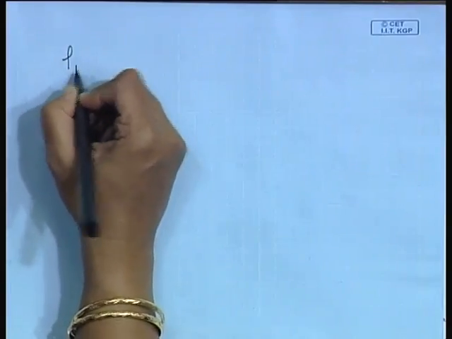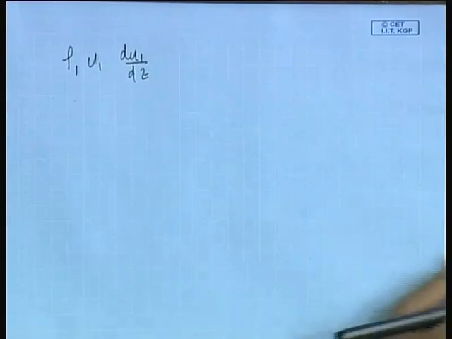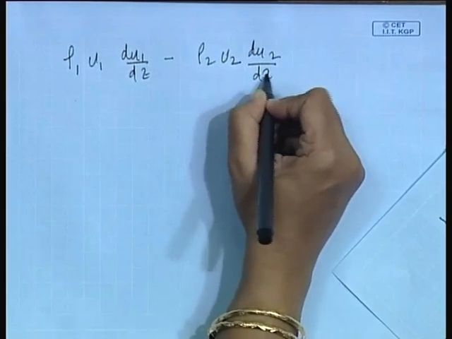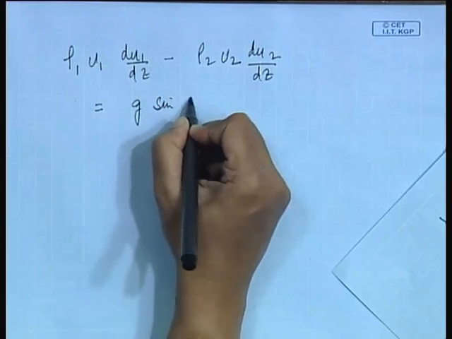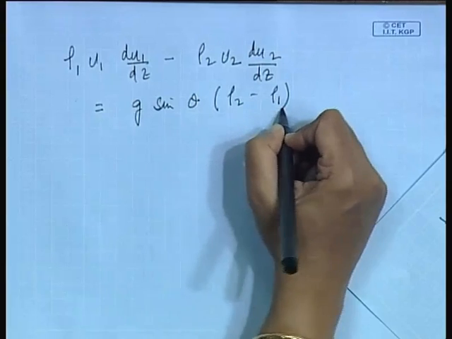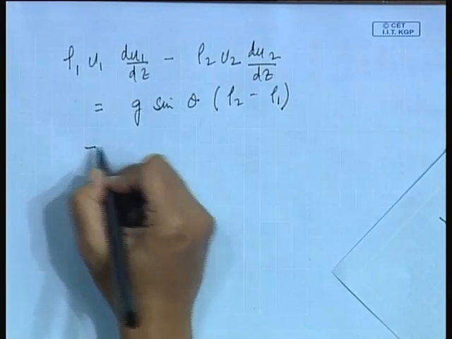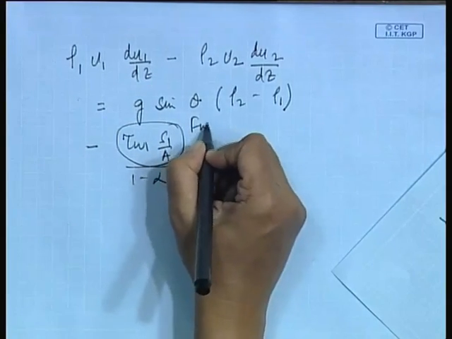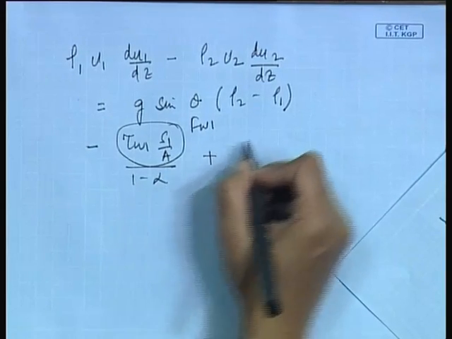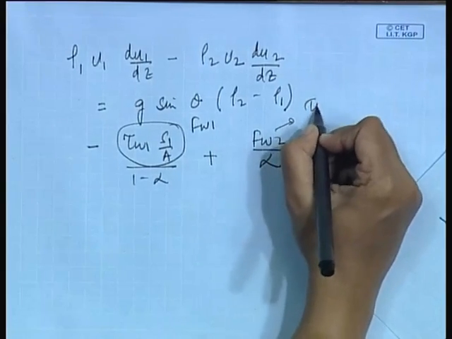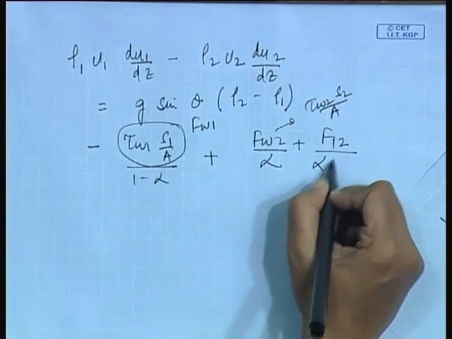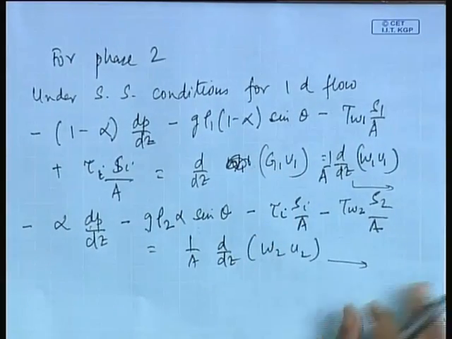We are expected to get something of this sort: rho 1 u1 du1/dz minus rho 2 u2 du2/dz will be equal to g sin theta (rho 2 minus rho 1) minus tau w1 s1 by a divided by 1 minus alpha. This can be taken as f w1, the interaction of phase 1 with the wall, plus f w2 by alpha, where f w2 is nothing but tau w2 s2 by a, plus f i by alpha into (1 minus alpha). Just see these two equations and see whether you can get what I have written down.